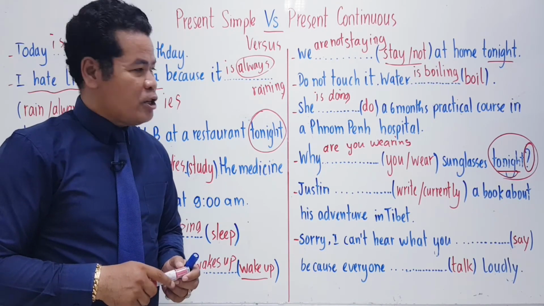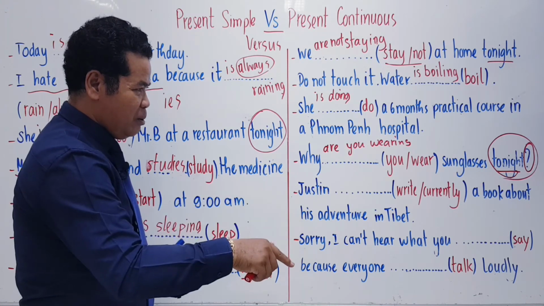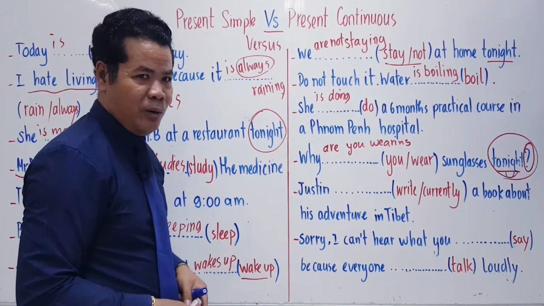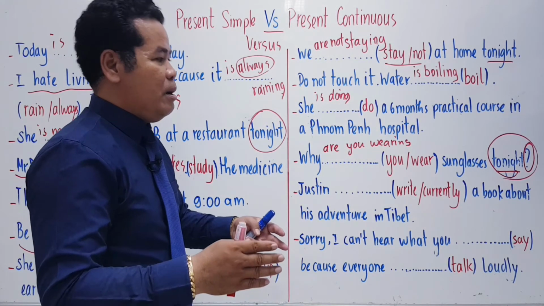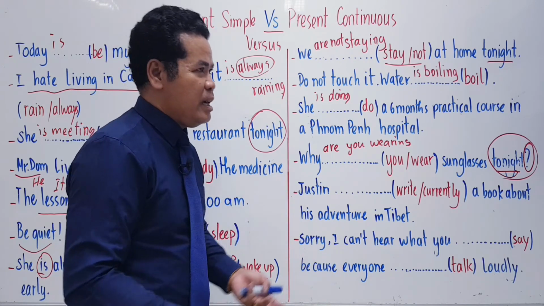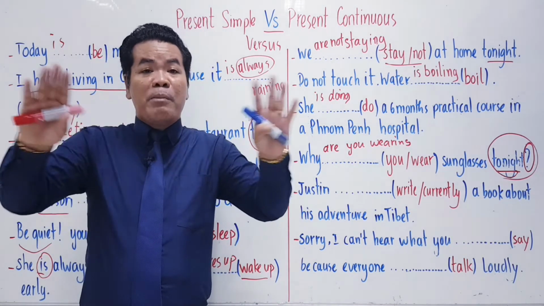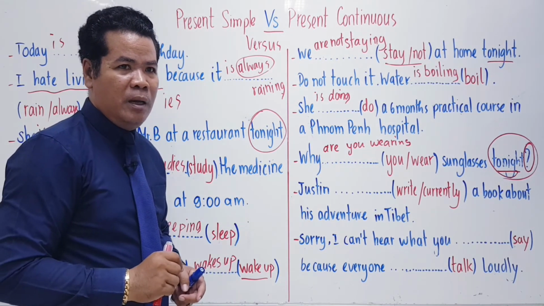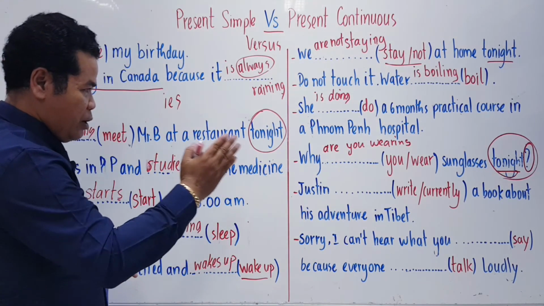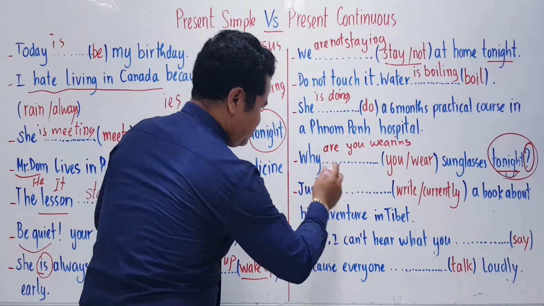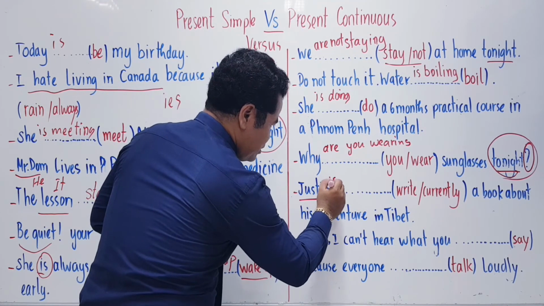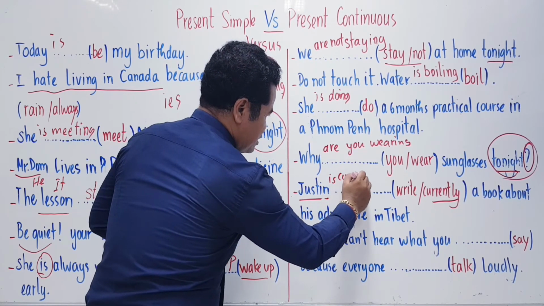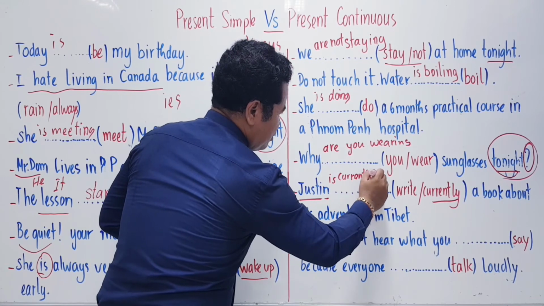So the thing is that right now, probably he is not writing. At the moment he's not writing. Maybe he is drinking coffee, maybe he is dancing in the club or something like that. But around the moment of speaking, he is writing the book, and the book is not finished yet. So you've got to say, Justin, what's that? Is currently in the middle. Is currently, what's that?